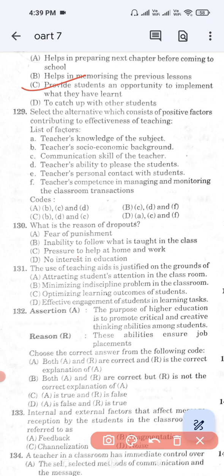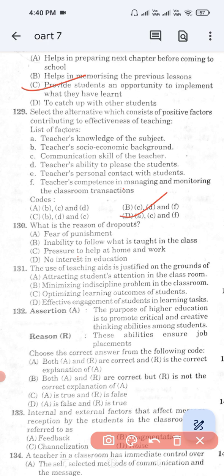So codes are here. Option A, B, C and D. Option B, C, D and F. Option C, B, D and C, and option D, A, C and F. So A, teacher's knowledge of the subject, then C, communication skill of the teacher, then F, teacher's competence in managing and monitoring the classroom transaction. So option D is the correct answer.